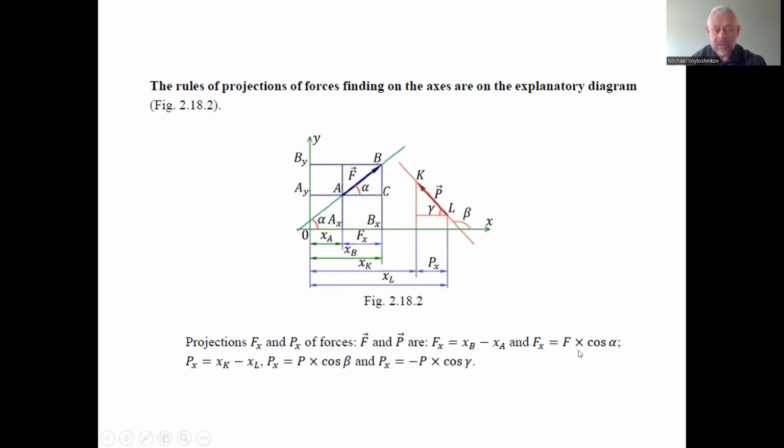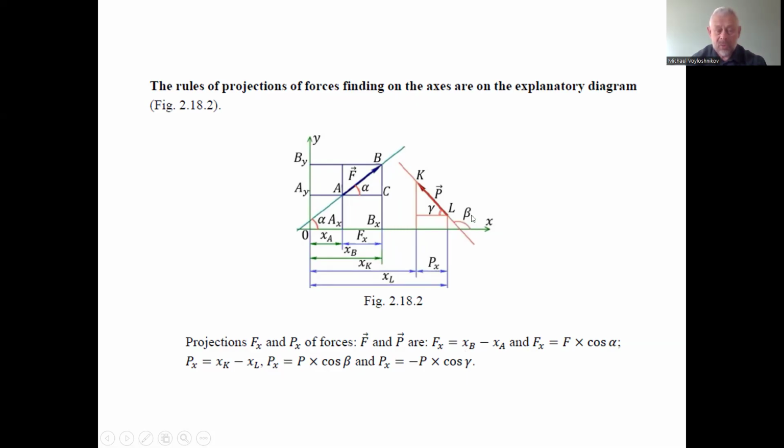and can be found as the magnitude of the vector force multiplied by the cosine of the angle of inclination of the force relative to the abscissa axis. The same applies to the second force: the x coordinate of the end of the force minus the x coordinate of the beginning of the force, and it equals the product of the magnitude of the force by the cosine of the angle between the abscissa axis and the force, at the open angle.